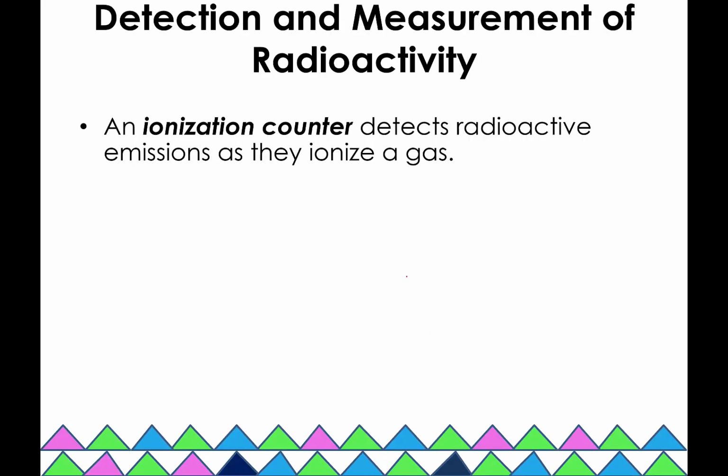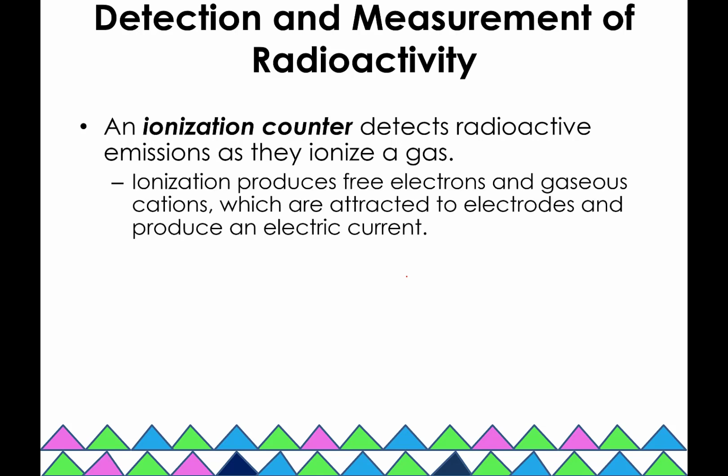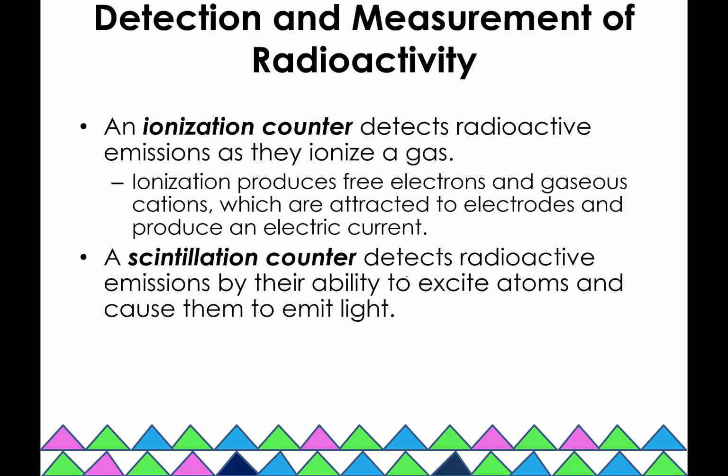The way that we measure radioactivity is in a couple different ways, either an ionization counter. So ionizing radiation often accompanies radioactive decay, these gamma rays. So an ionization counter detects radioactive emissions as they ionize a gas. So the ionization produces free electrons and gaseous cations, which are attracted to electrodes and produce an electrical current.